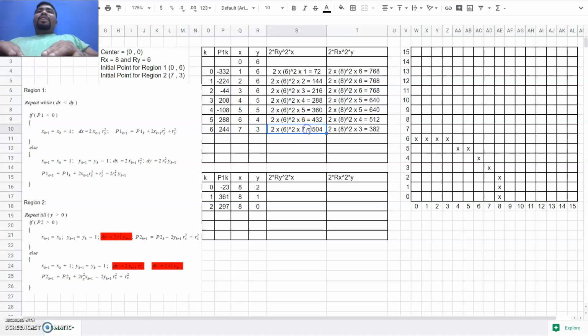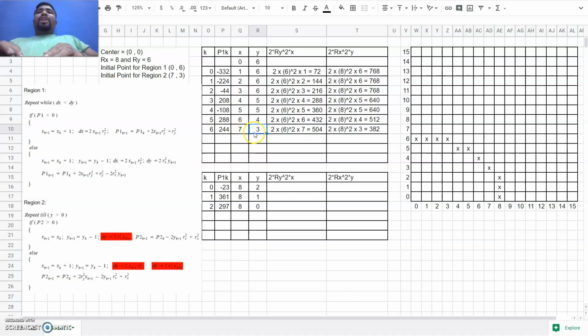Now when we calculate dx and dy, we see that for the first time dx has gone above dy. So in this case, we have to stop now, because the condition says that dx is less than dy, I need to continue. So this is the end point for region 1. Now this end point can be used as the starting point for region 2.